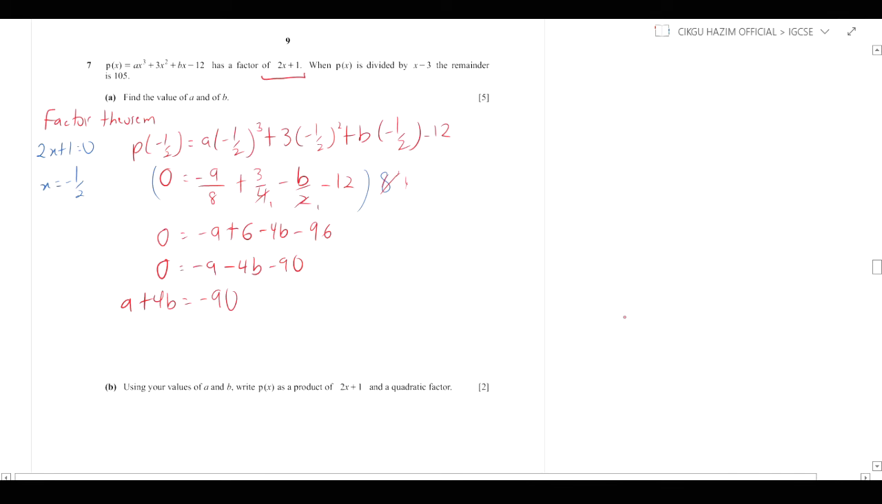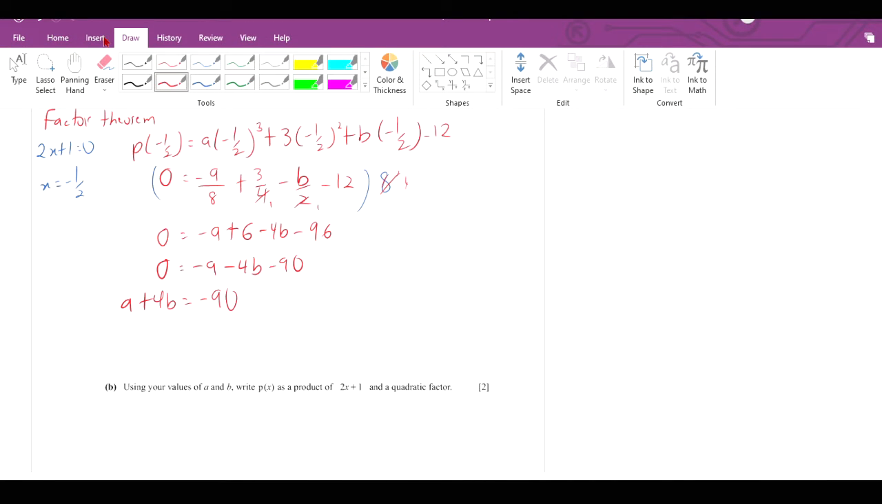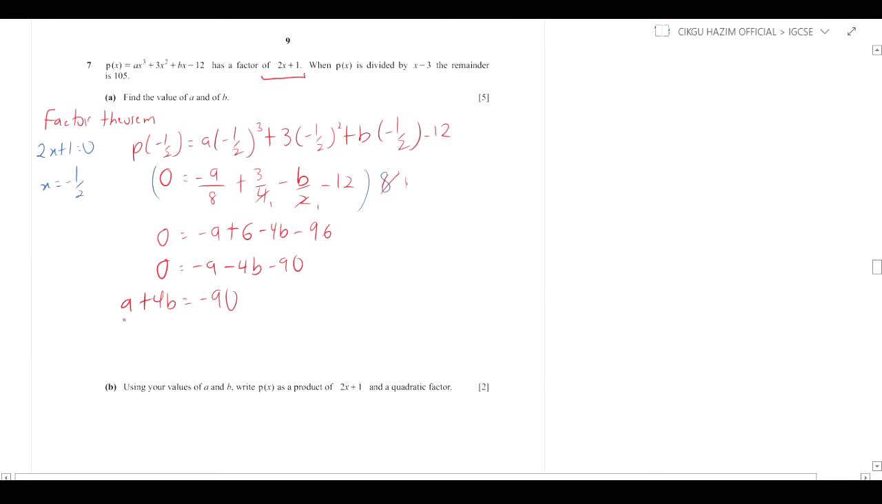Of course we're going to have two equations here. As a simplification, I move it to the left: negative a moved to the left becomes positive, negative 4b moved to the left becomes positive 4b. That is the factor theorem.